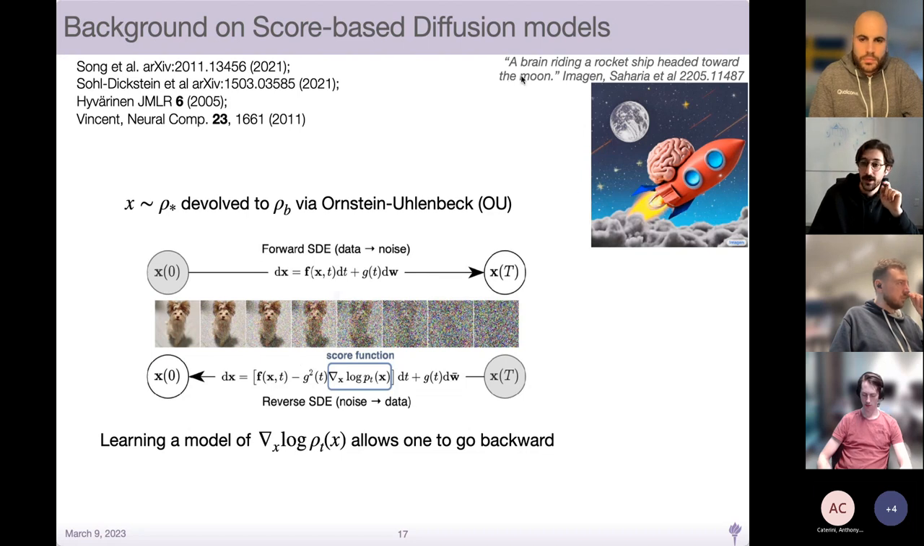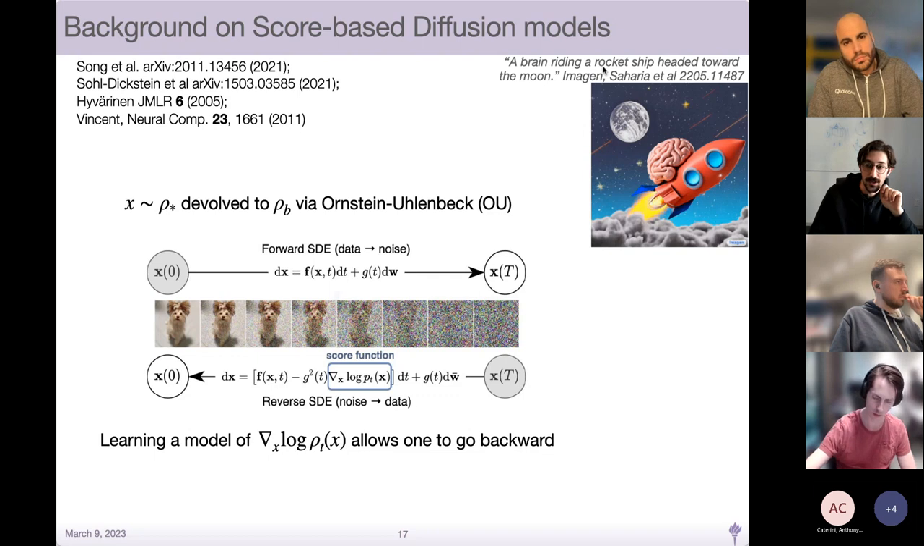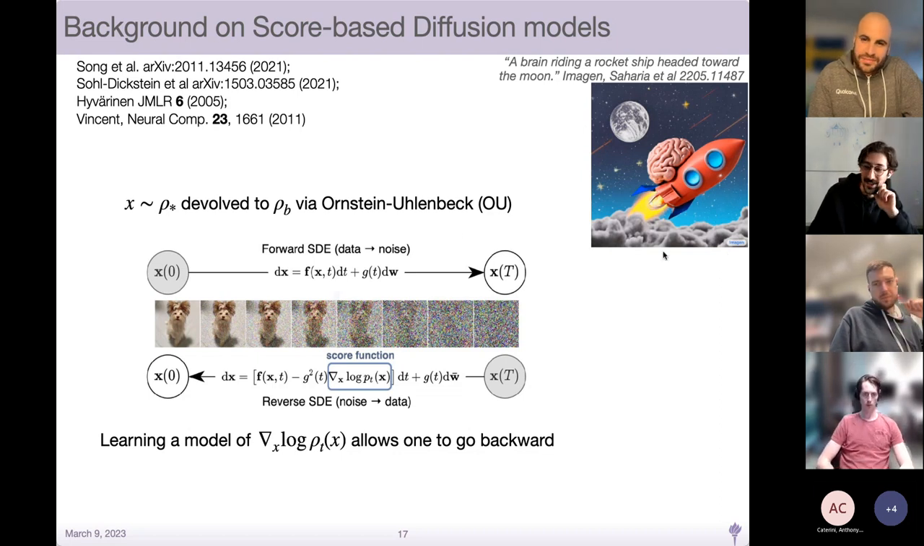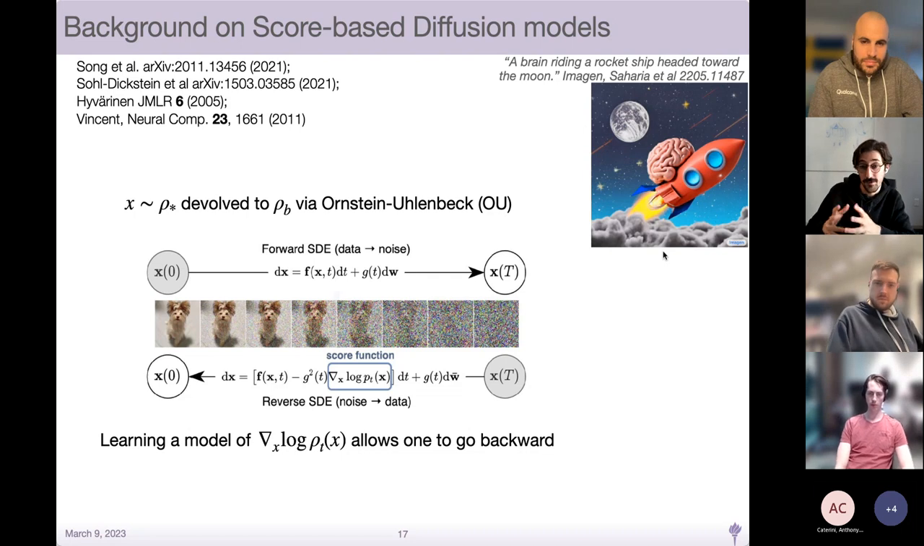I could query the sentence, a brain riding a rocket ship headed toward the moon, and I can very quickly get an image that encapsulates my interests, by just using one of these DALL-E type softwares. But the background of what score-based diffusion is really doing is it's saying I have a bunch of data, like data from rho star, my target density.